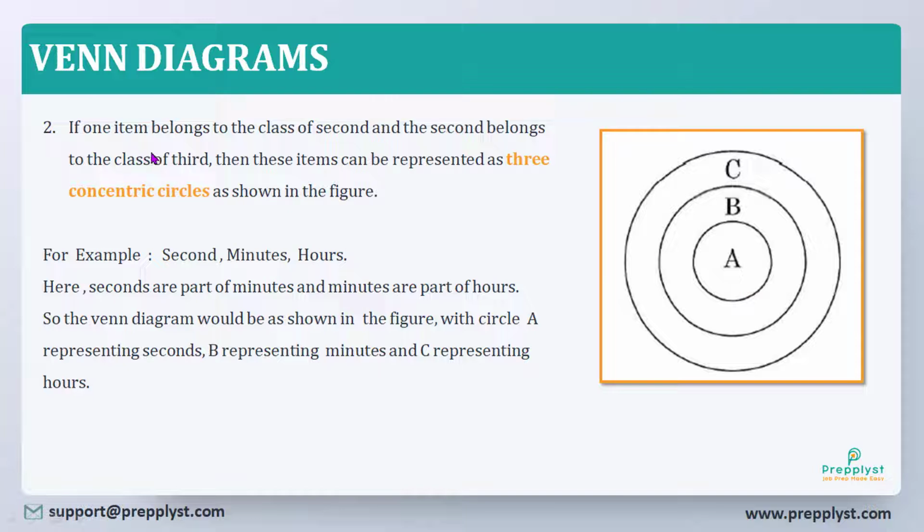Now let's look at the second. If one item belongs to the class of second and second belongs to the class of third, then these items can be represented as three concentric circles. So as you can see, seconds, minutes, and hours. So seconds is a part of minutes. So second is represented as A, minutes is represented as B, and minutes is a part of hours. So hours is represented as C. So as you can see, they're all three concentric circles, and A and B lie within the bigger circle C.